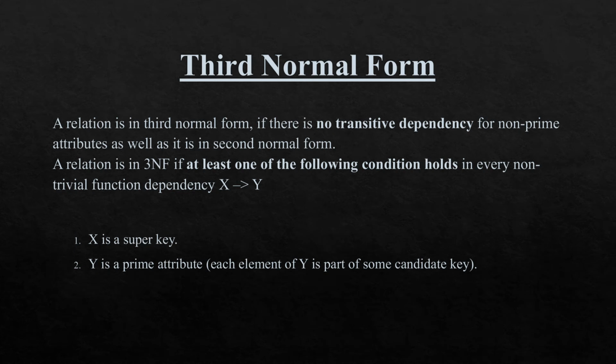Now third normal form. A relation is in third normal form if there is no transitive dependency for non-prime attributes, as well as it is in second normal form. A relation is in 3NF if at least one of the following conditions holds. In every non-trivial functional dependency, that is X to Y, here X is a super key and Y is a prime attribute. Each element of Y is a part of a candidate key.